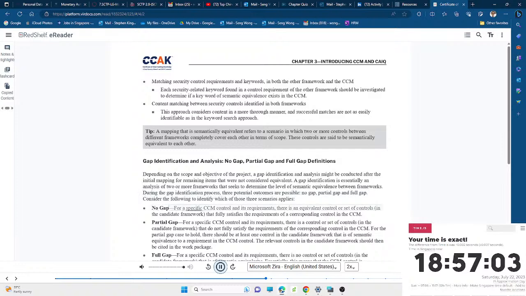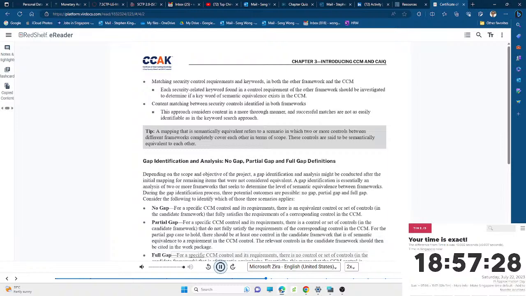No gap for a specific CCM control and its requirements. There is an equivalent control or set of controls in the candidate framework that fully satisfies the requirements of a corresponding control in the CCM. Partial gap for a specific CCM control and its requirements. There is a control or set of controls in the candidate framework that do not fully satisfy the requirements of the corresponding control in the CCM. For the partial gap case to hold, there should be at least one control in the candidate framework that is of semantic equivalence to a requirement in the CCM control. The relevant controls in the candidate framework should then be cited in the work package.